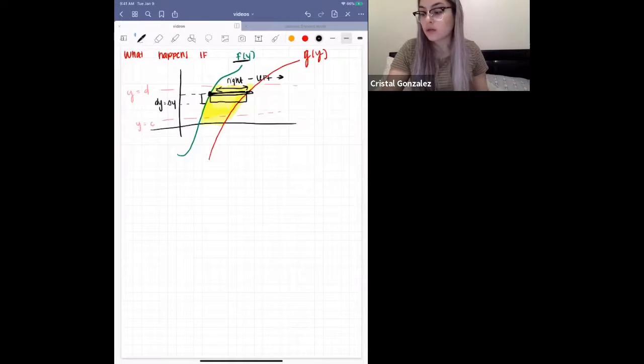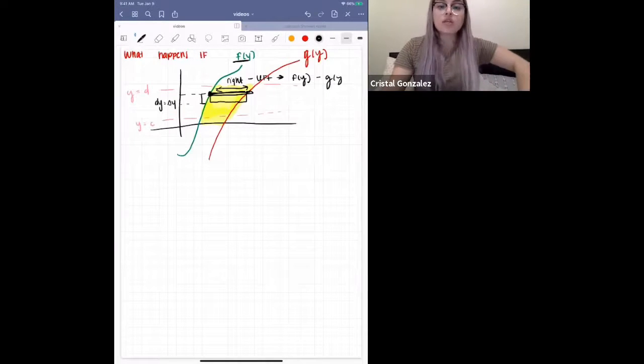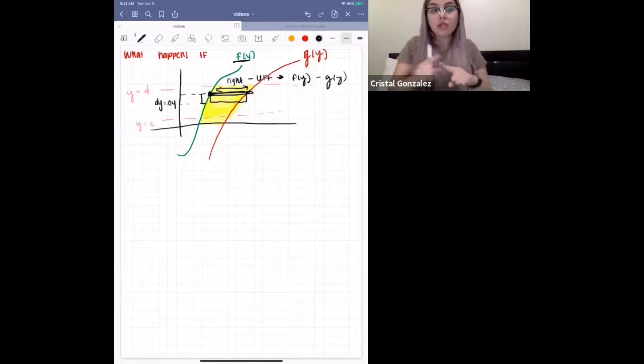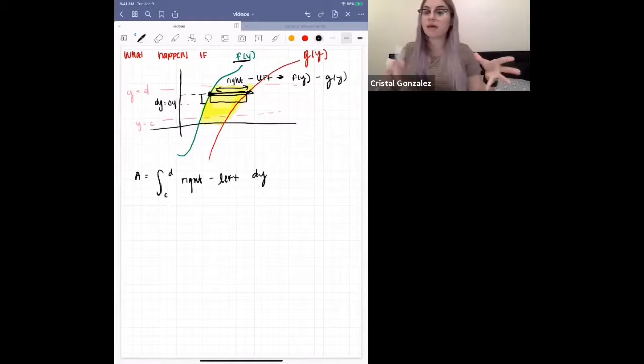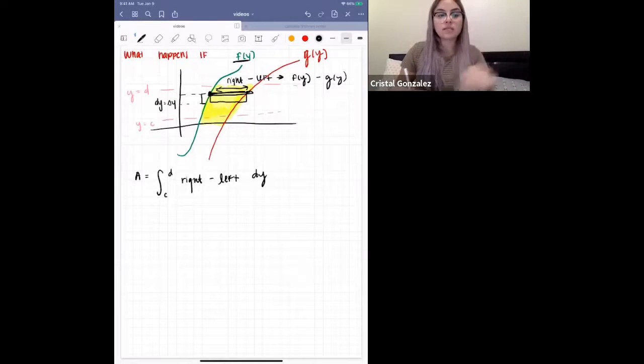So this means that here we're going to be doing f of y minus g of y. So when you have horizontal slices, your area, what I want you to remember, is going to be the integral from c to d of our right function minus our left function times dy. And of course, I'm still going to give you that formal definition, but it's good to remember in terms of right minus left dy, so that when you see a picture, you can automatically see what's going on. Okay, so now let's do that formal definition.